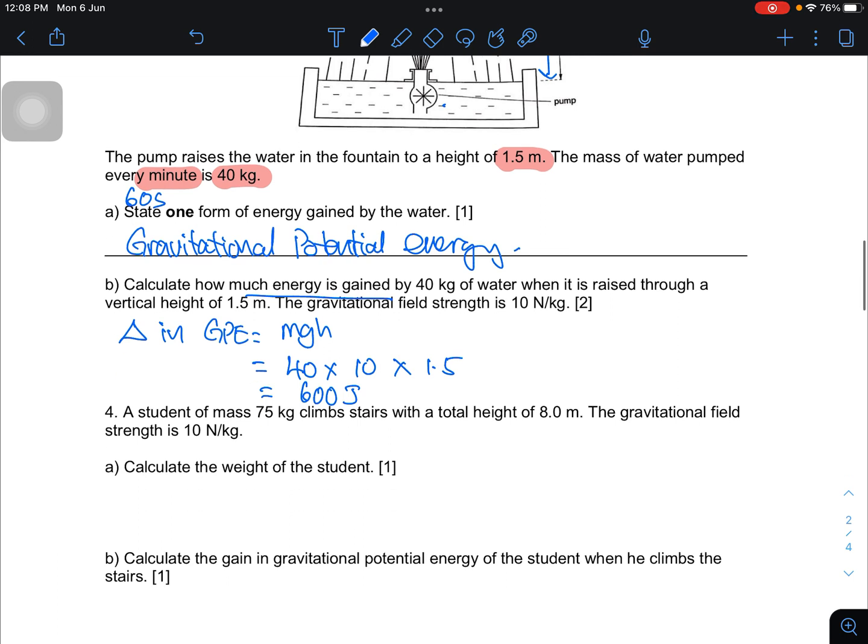Question 4. A student of mass 75 kg climbs stairs with a total height of 8.0 meters. The G field strength is 10. Same thing, calculate the weight of the student. W equals mg, 75 times 10, oops, sorry, 750 Newton.